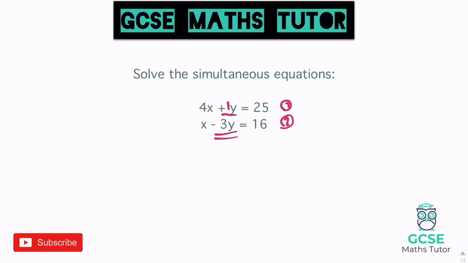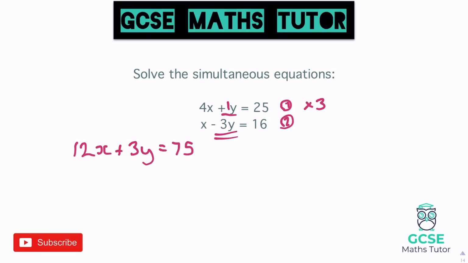In order to make those numbers the same, I'm going to have to times the top one by 3, and that would make it a 3y. I don't have to times the bottom one by anything, but I might have to change them both in some of these questions. So let's have a look. If we multiply this top equation by 3, what does it become? 4x would become 12x, the 1y becomes the 3y, and the number at the end will become 75. And that's my top equation.